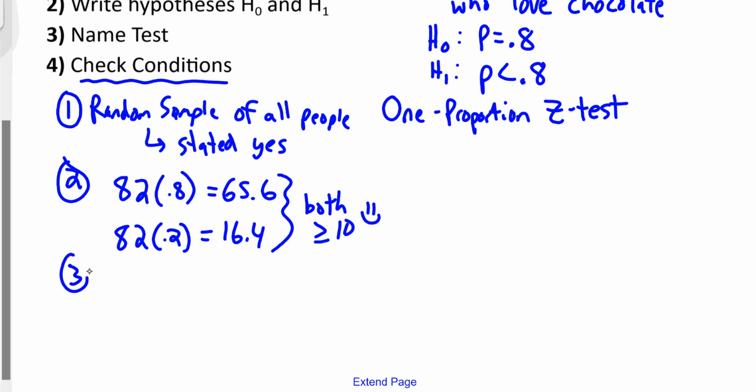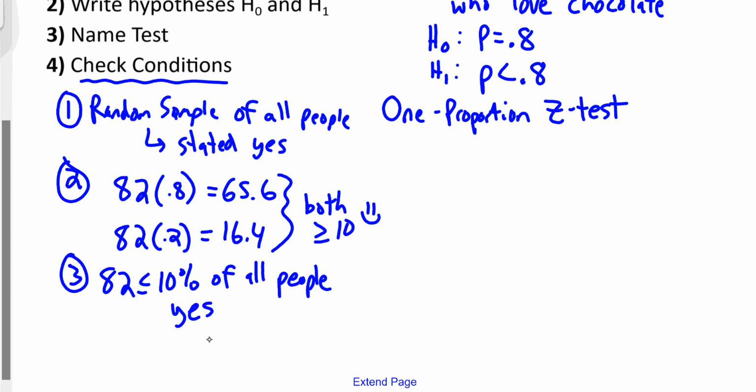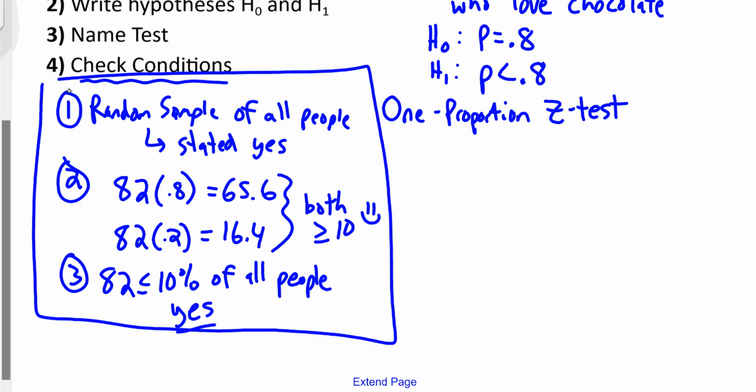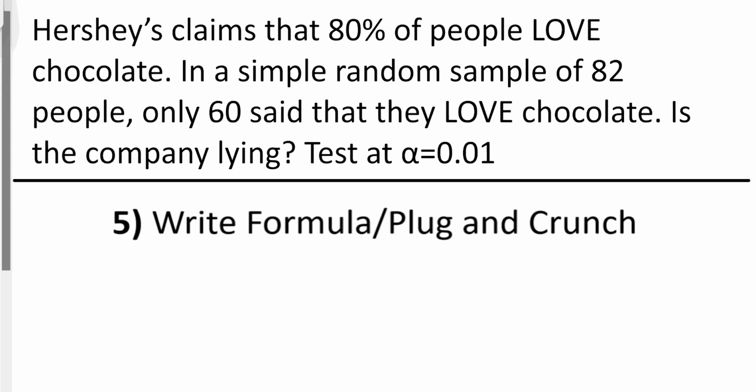And lastly, the 10% condition. It is sampling. We do need to check this. Is 82 less than 10% of all people? Absolutely. We can just say yes. So our conditions are all met, which means we can then continue with the rest of our significance test. Okay? And that's where we actually get into that formula.